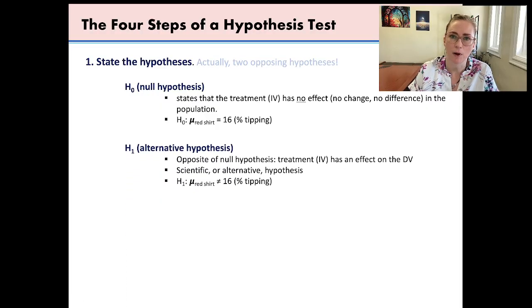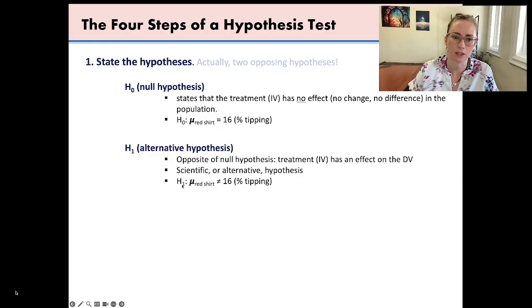The alternative hypothesis, this is your actual real hypothesis. This is also called the scientific hypothesis. This is the one that we actually think some change is truly happening here. So it's the opposite. It's that the treatment will have an effect, that there is a difference. We don't necessarily say in what direction it goes, just that it will be different.